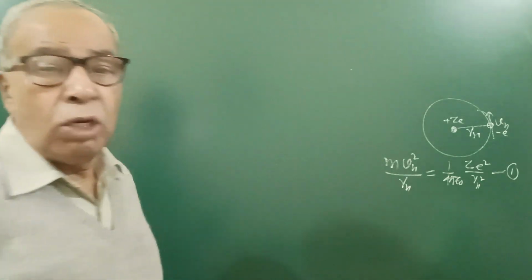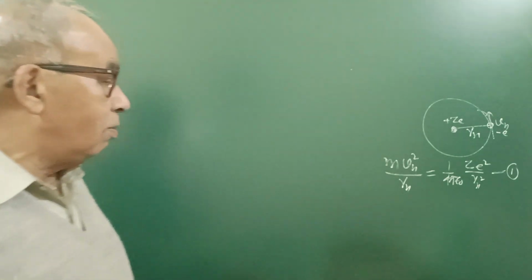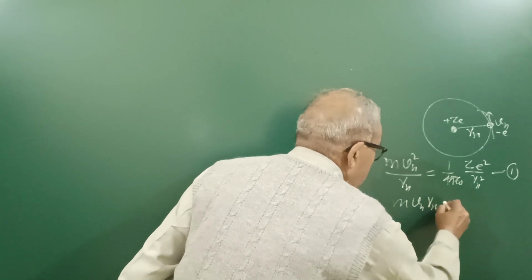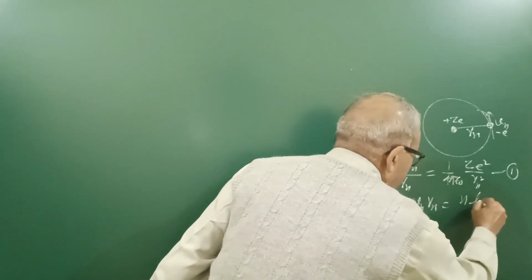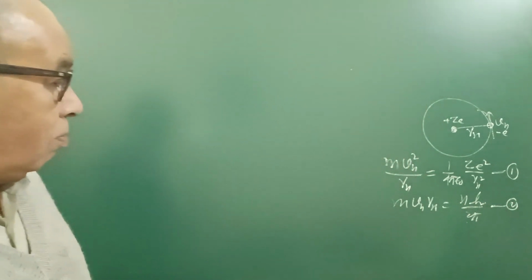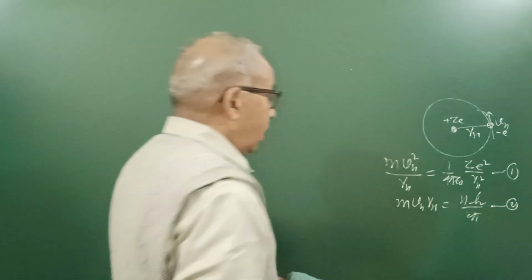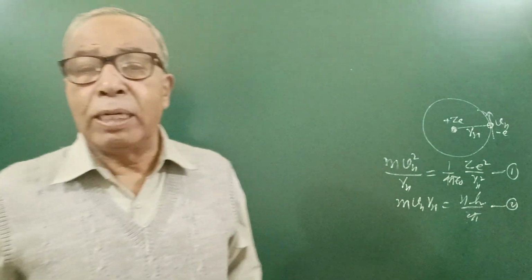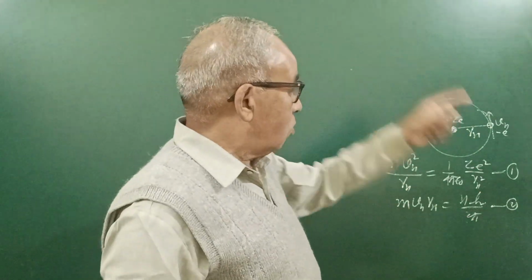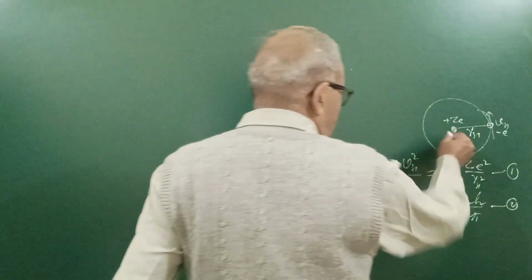Second, I told you the electron can revolve only in that orbit in which angular momentum is an integral multiple of h upon 2 pi. That is, m Vn Rn equals nh upon 2 pi. This is the mathematical form of the second postulate. m Vn Rn, that is m into v, the momentum, multiplied by the radius of the orbit, gives the angular momentum of the electron in the orbit about the nucleus.